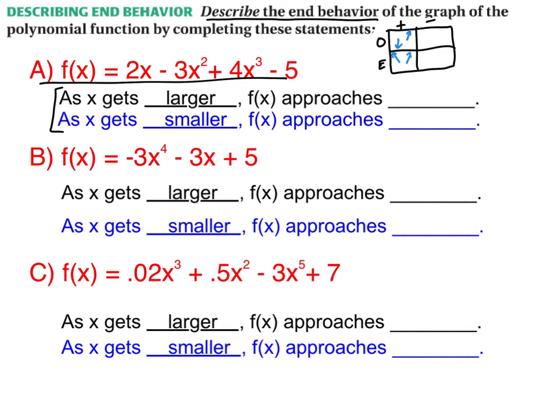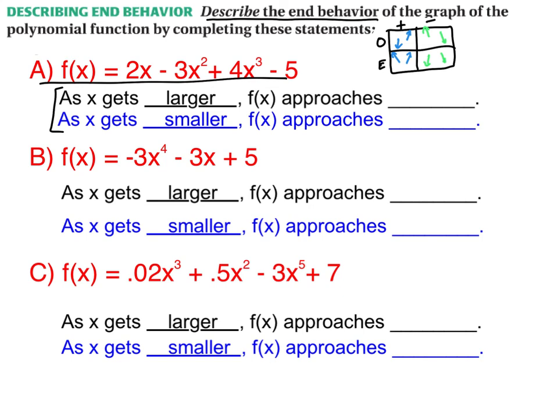So then when I go to negative, negative will refer to what it does on the right. So it'll be down and down. And if it is odd negative, I have up on the left, down on the right. If it is even negative, I have down on the left, down on the right.